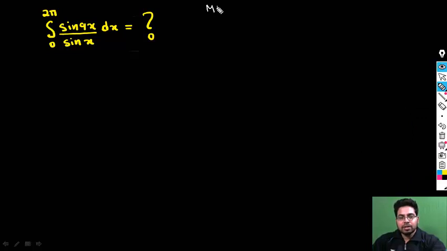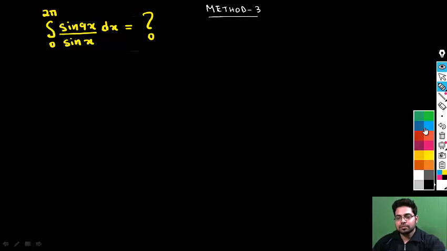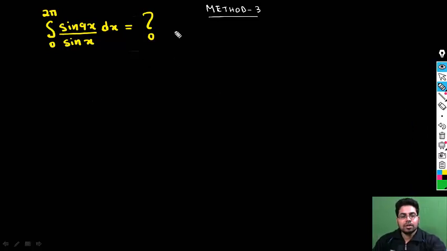Here we have method 3. Here, what I'll do is, let me say this is sine 9x. I will use the formula of sine 3a equals 3 sine a minus 4 sine cube a.